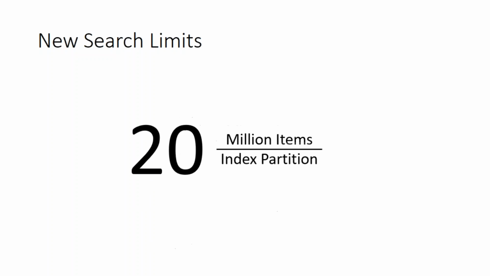So what about new search limits? We're in SharePoint 2016, so let's see the exhaustive list of everything that's new in SharePoint 2016 Search. There it is. That's the list. Of all of the published boundaries and limits, the only one that's different in SharePoint 2016 is we can now put twice as many items per index partition. So this number was 10 million in SharePoint 2013. We now have 20 million items per index partition in SharePoint 2016.